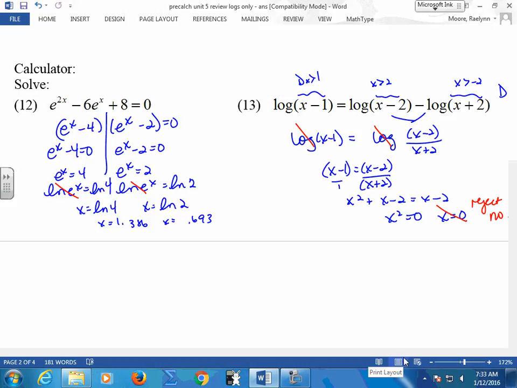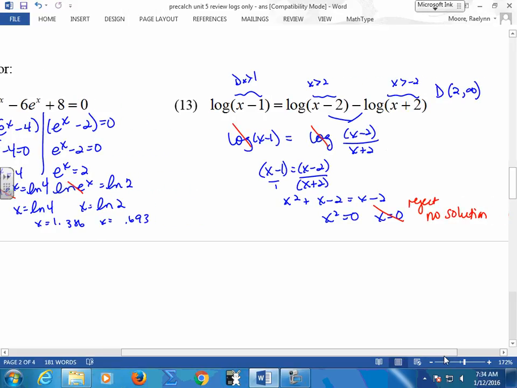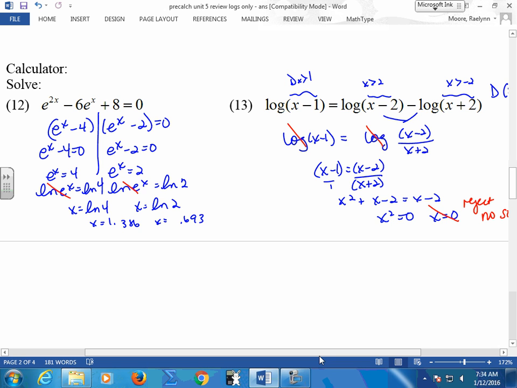But if you want to make sure they work, then plug them back in. Rejecting them is before we even see if it works, because we know it can't happen. We know when we bring this up here, 0, this is going to give me the -1. So it might be a good idea to work your domain first. My domain is here. Work your domain first. If this is outside of your domain, reject it. Questions? No? Good?